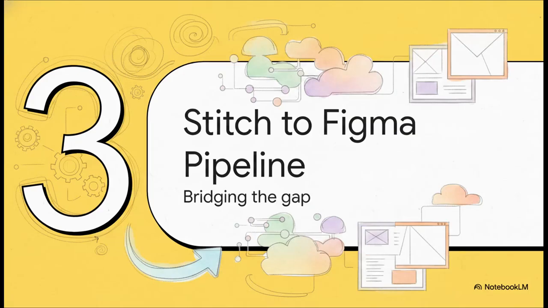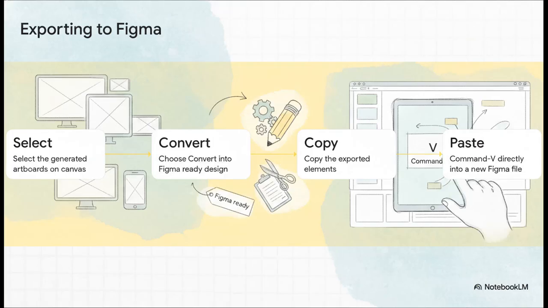Section 3. The Stitch to Figma pipeline, bridging the gap. Since Stitch is missing those fine-tuned controls we need, we have to anchor our workflow back to our ultimate destination, Figma. The great thing is, the copy-paste process to get there is ridiculously simple. You just grab your generated artboards, select the Convert into Figma-ready design option, copy them, and then just hit Command-V in a fresh Figma file. It acts as this seamless bridge, pulling all your responsive sizes, desktop, tablet, mobile, directly into your Figma workspace, where you can actually get your hands dirty and manually manipulate those layers.